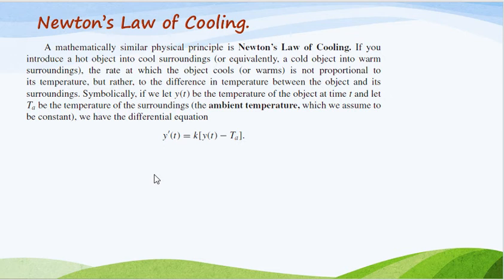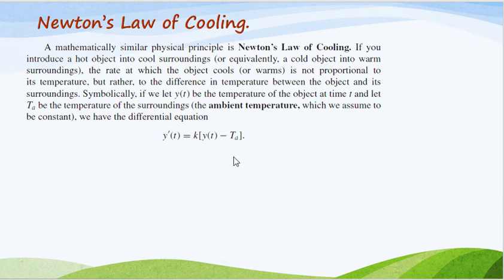Symbolically, if we let y of t be the temperature of the object at time t, and let Ta be the temperature of the surroundings, the ambient temperature, which we assume to be constant, we have the differential equation: y prime of t is equal to k times the difference between y of t and the ambient temperature.